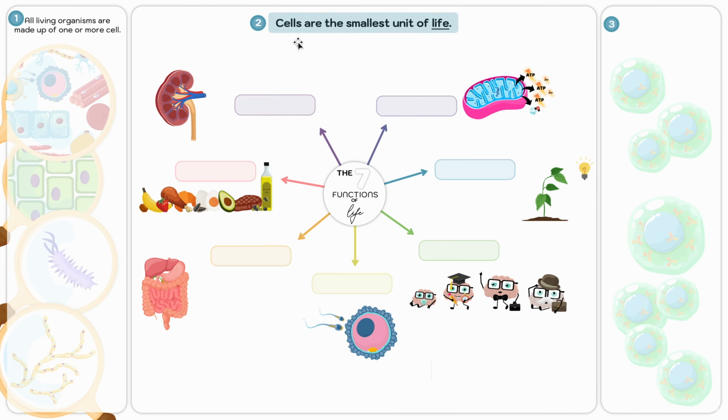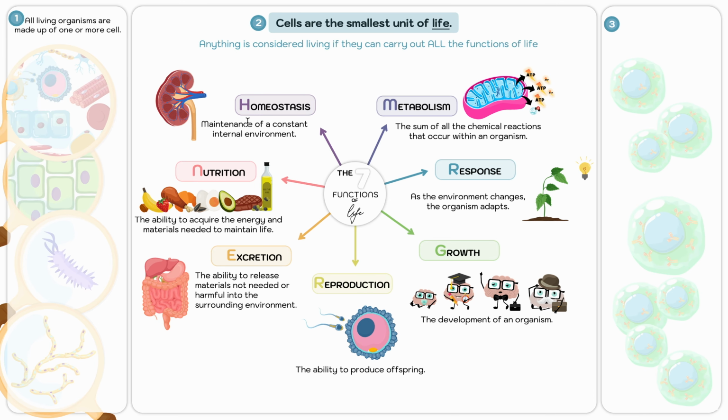Now, the second factor is cells are the smallest unit of life. Now, the big question is, what does it mean to be living? Anything that is living is able to carry out the 7 functions of life. Now, that means by default, if a cell is the smallest living thing, then therefore a cell must be able to carry out these 7 functions of life as well. Now, you've probably heard of all of these before in your biology career at some point, so make sure you drill them into your brain.